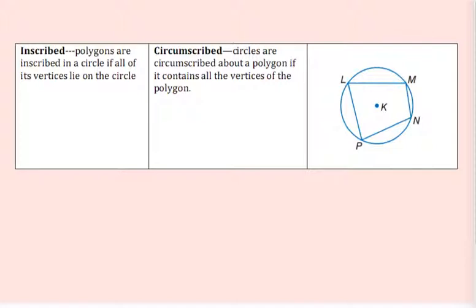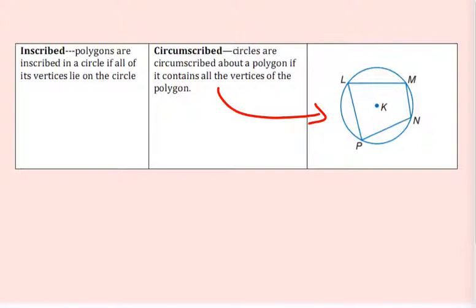All right, so inscribed and circumscribed. Inscribed means that there's a circle on the inside of a polygon. Circumscribed means the circle's on the outside of the polygon. So inscribed for circle on the inside, circumscribed for circumventing, kind of going around the shape. So this one would be circumscribed.